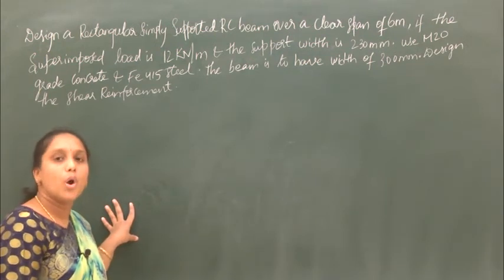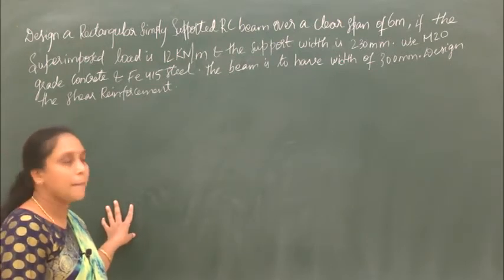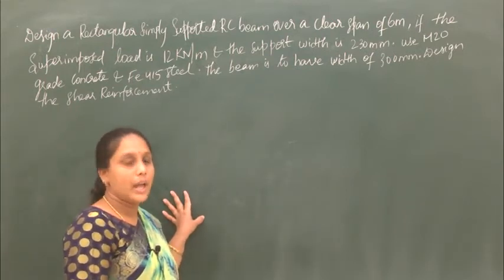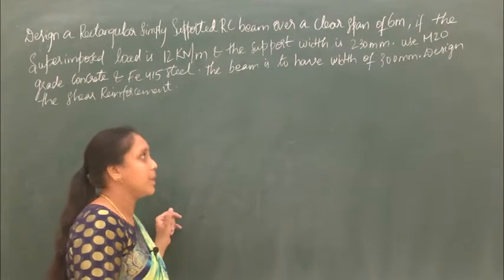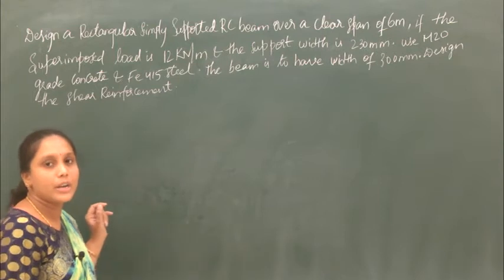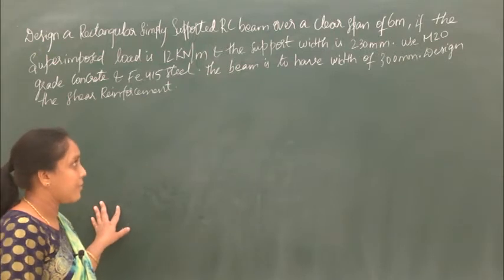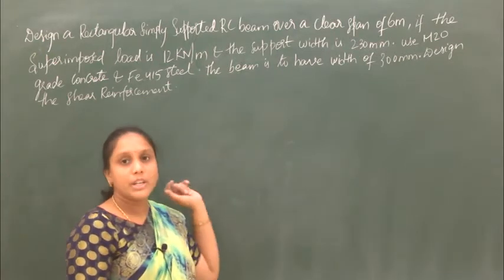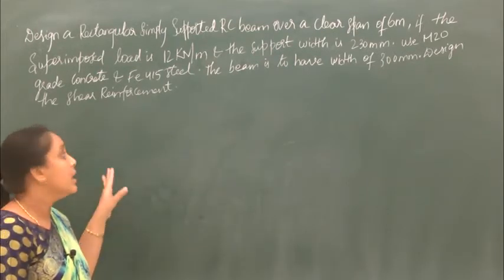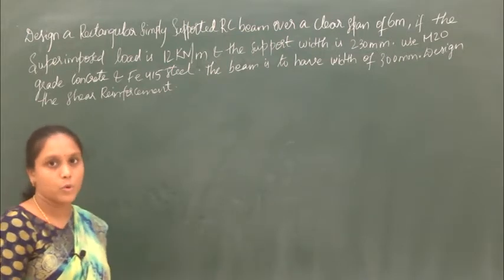So the imposed load or the live load which is acting on the beam is how much? It is 12 kilonewton per meter. And the support width is 230 mm for the simply supported beam. And the materials used here are given as the grade of concrete as M20 and the grade of steel as Fe415. And the width of the beam is given as 300 mm. Here he is asking us to design the shear reinforcement.